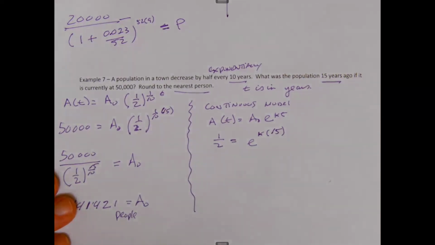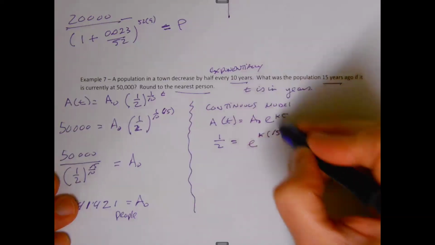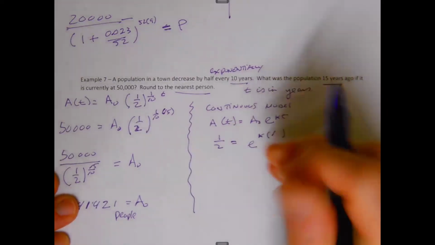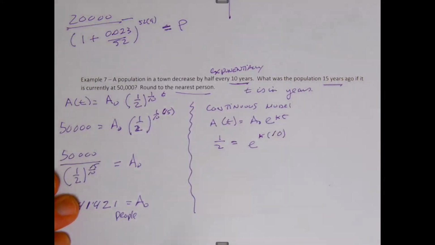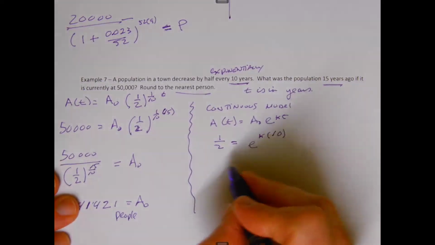Sorry, sorry. It's half. Knew something was wrong. I get half every 10 years, so this should be 10. In 10 years, I'll get the half. Okay, perfect. Now I'm back with it.